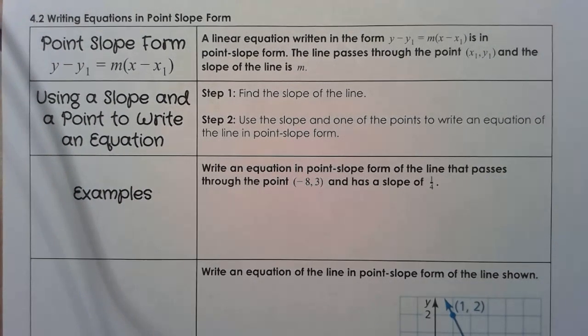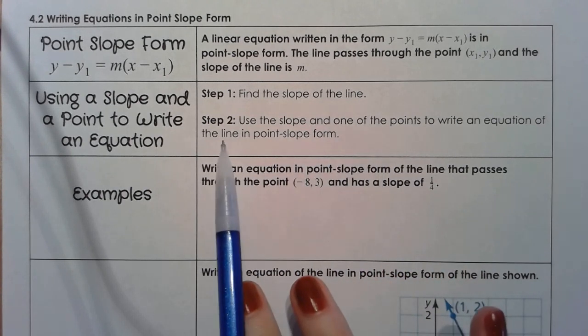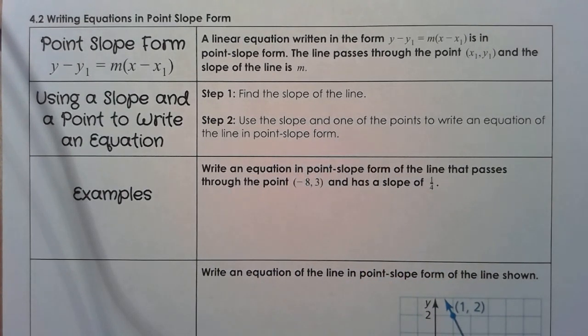Okay, so if we're going to use this form to write an equation, we want to first find the slope of the line, and then we're going to use the slope of the line and one of the points to write an equation. So we only need the slope and we need 1 point. We don't need the y-intercept for this form.